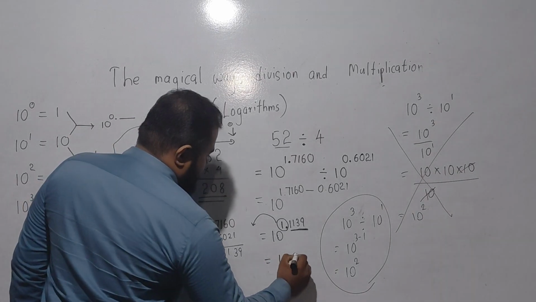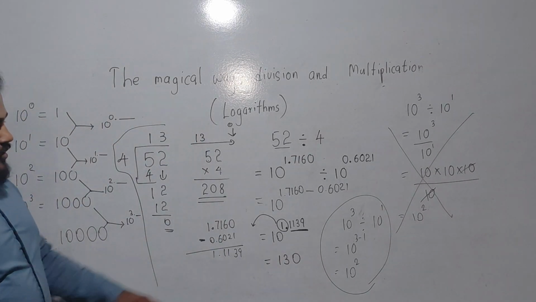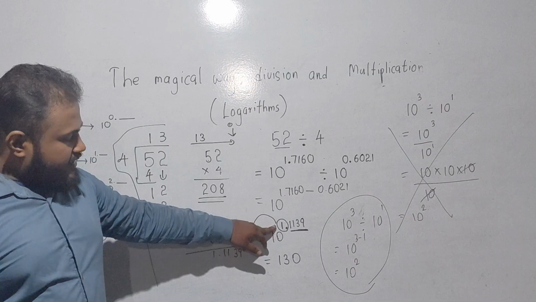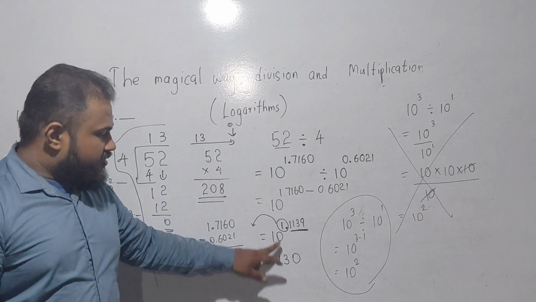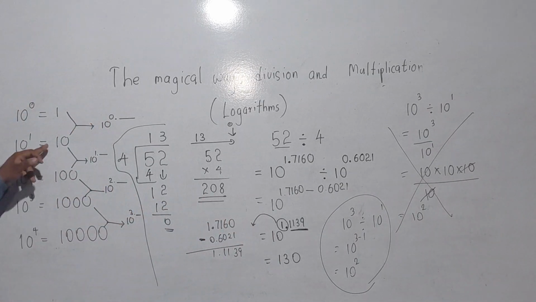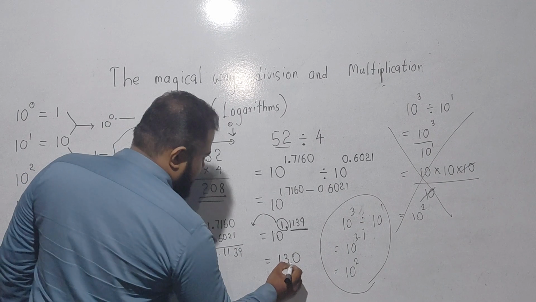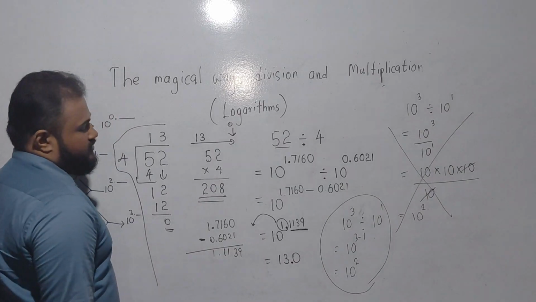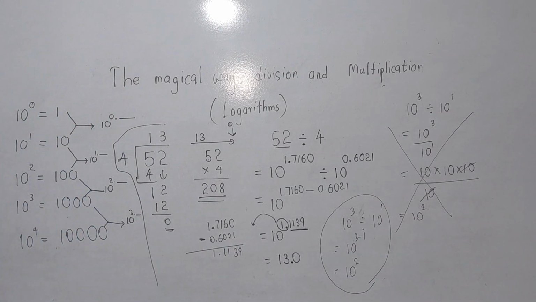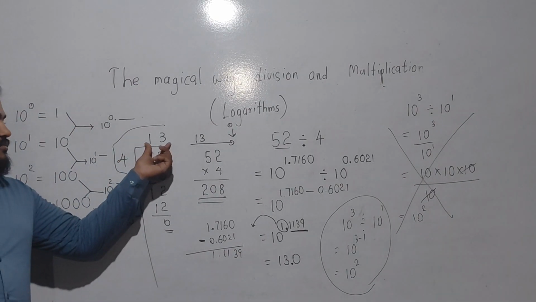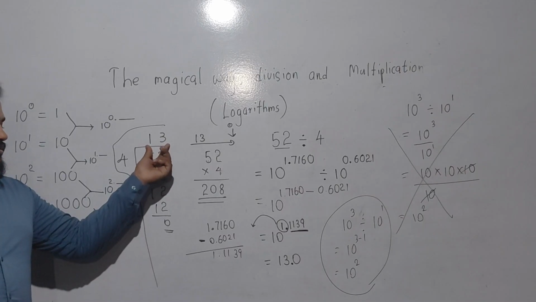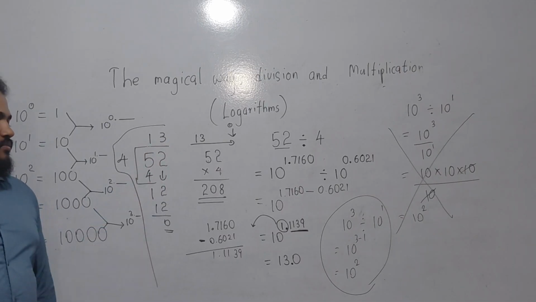Now tell me, according to this characteristic, the value should be greater than 10 and less than 100. So what is the value? 13.0 or 13. Actually, the answer is 13. We got the answer before. Okay.